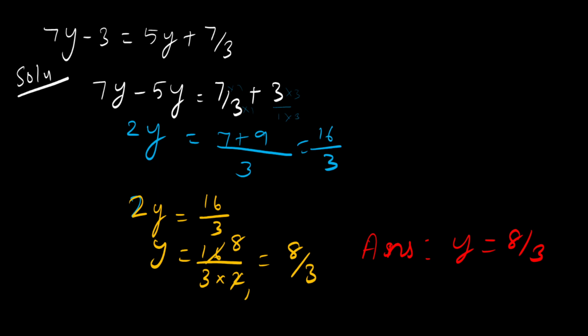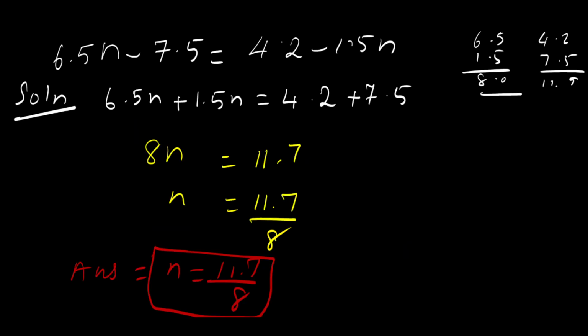Bring this coefficient of y, that is 2, to the other side. So this side it is in the numerator. When it goes to the other side, it goes to the denominator. Okay. 16 by 3, 16 by 3 by 2. Okay. So when you simplify, you get y is equal to 8 by 3.